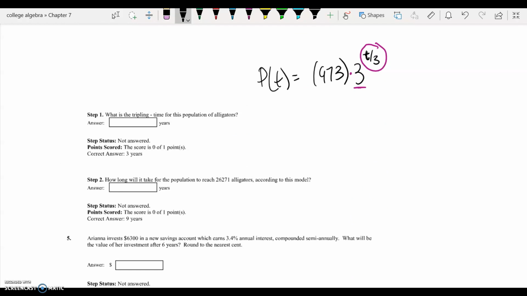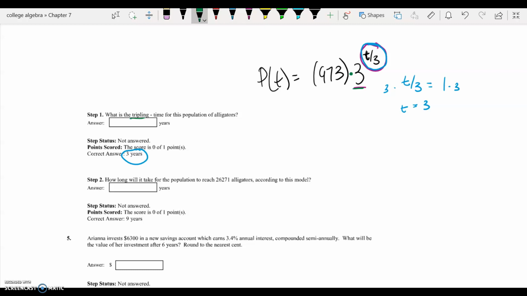So it says, what is the tripling time for alligators? Well, guys, tripling means I'm multiplying by 3, right? Well, what are you doing right here? You're multiplying by 3. So I got to figure out what I got to plug in for my t to get 1. So I'm going to take my exponent and set it equal to 1. You multiply by 3, you get t equals 3. So that's why it's 3 years.